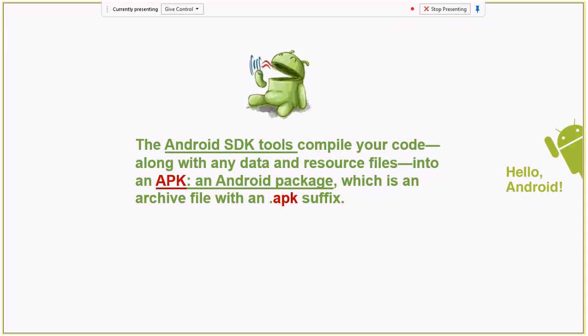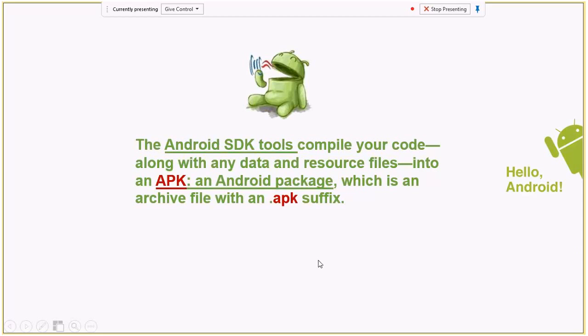Okay, so the Android SDK tools basically compile. You understand your app comprises a lot of other things, not just the Java code. There will be images, layouts, strings, and a lot of other things inside them. So everything gets packaged into something called an APK. The suffix is .apk, which means Android package.